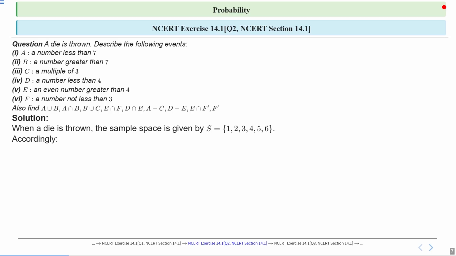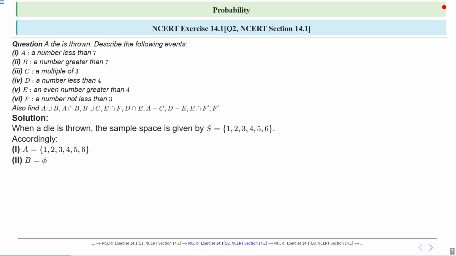And accordingly, what is event A? Event A describes a number less than 7. So event A is nothing but the set {1, 2, 3, 4, 5, 6}. These numbers are less than 7. So 1 to 6, all these numbers are contained in event A. So event A is nothing but the sample space S.